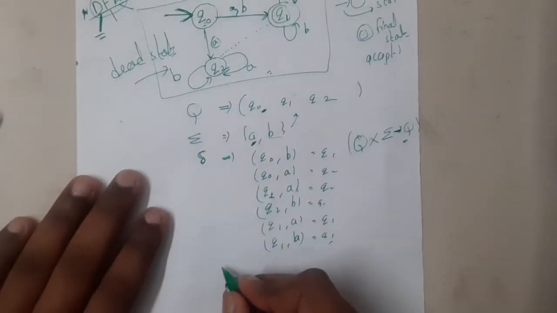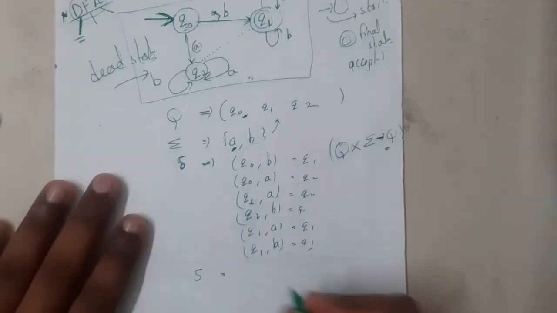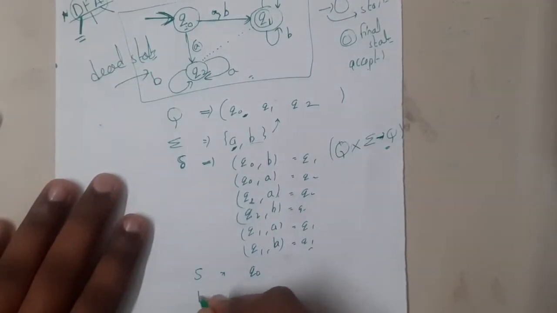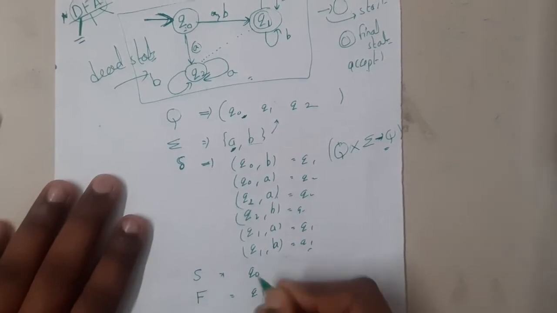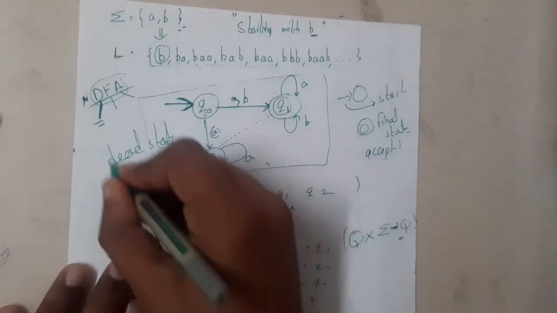And after that, we have a start symbol, right? So here I represented it with this arrow. So Q0 is the start symbol, and we also have the final symbol, that is Q1. So these are the 5 symbols which are used to represent any DFA, guys.